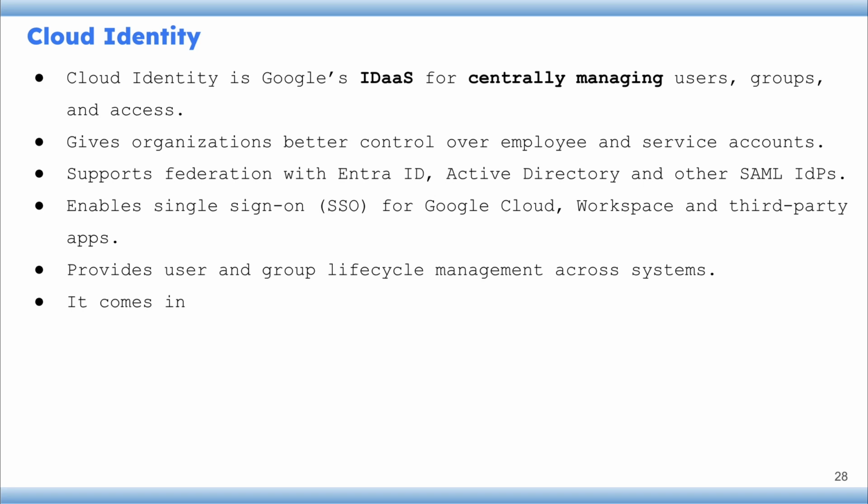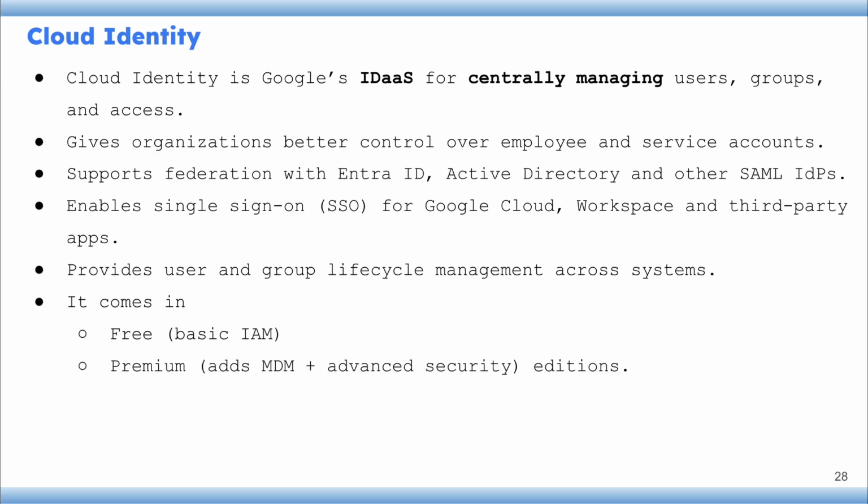Cloud identity comes in two different editions. The first one is Cloud Identity Free. It is essential for IAM, that is Identity and Access Management capabilities, a basic version. And the next version is Cloud Identity Premium. So it adds mobile device management and also comes with enhanced security controls.